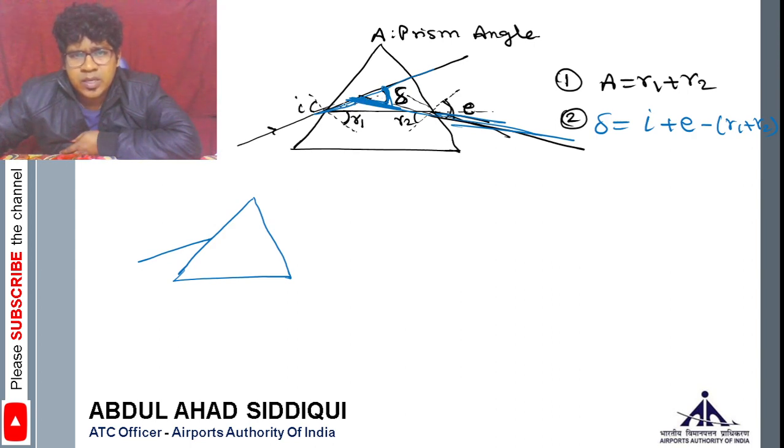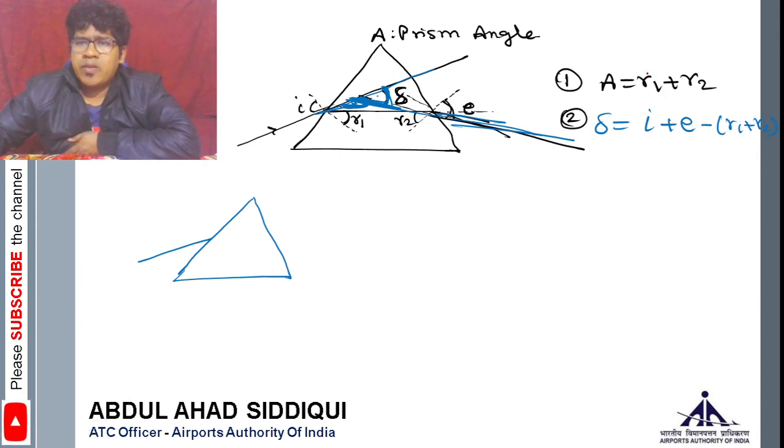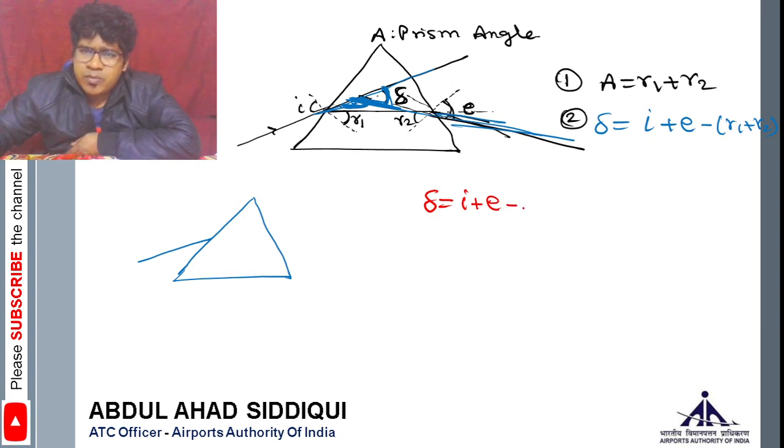Delta will be the sum of these two internal angles, 180 minus this one. So we need to calculate delta: I plus E minus R1 plus R2. And R1 plus R2 is A. So we can write delta is equal to I plus E minus A. Guys, I'm not proving it because it will take time, and drawing is also difficult. For the proof, you can refer to the book. This is the formula, right?